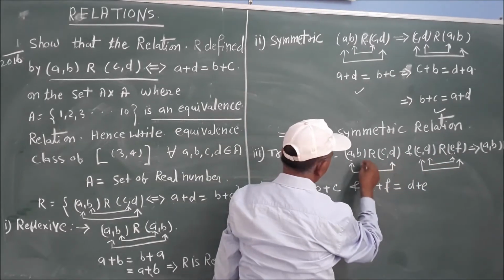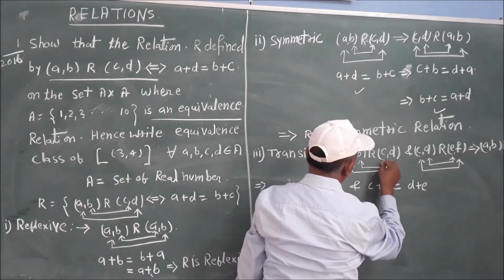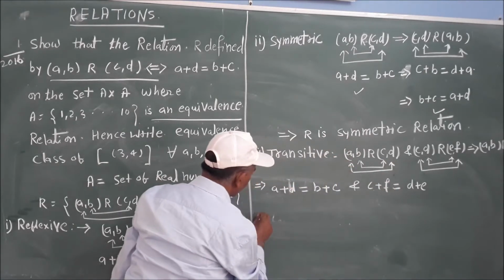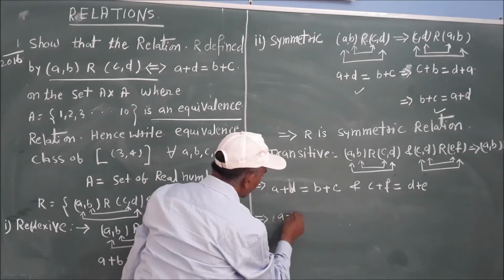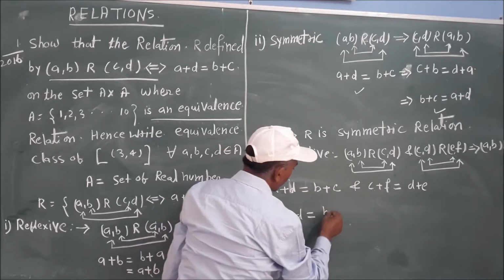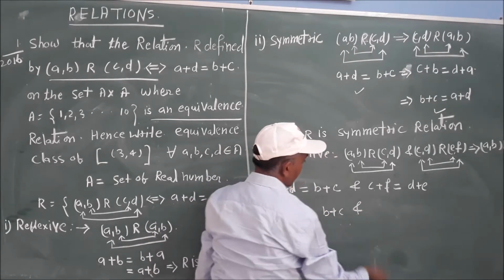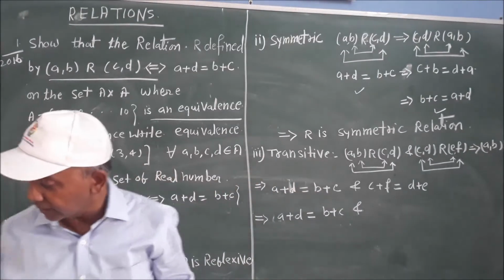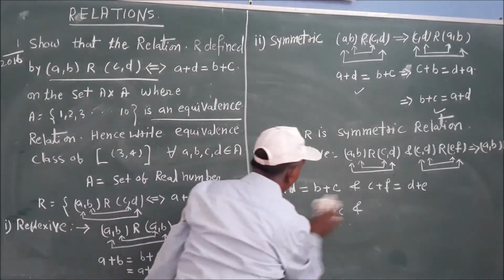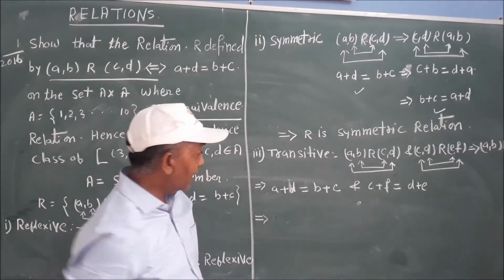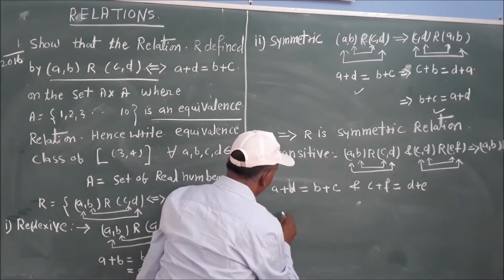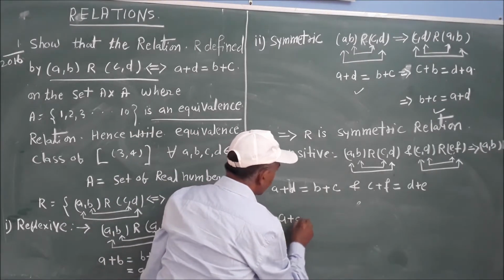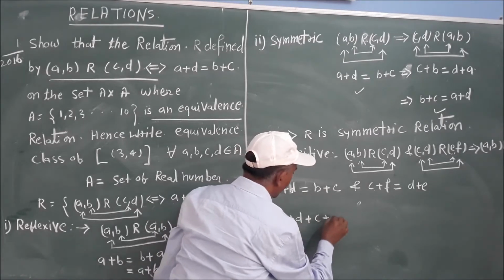A plus D is equal to B plus C. So this can be written as, this implies A plus D is equal to B plus C and C plus F. So you can add LHS and RHS. You simply add LHS and RHS. When LHS and RHS are added, this will be equal to A plus D plus C plus F.